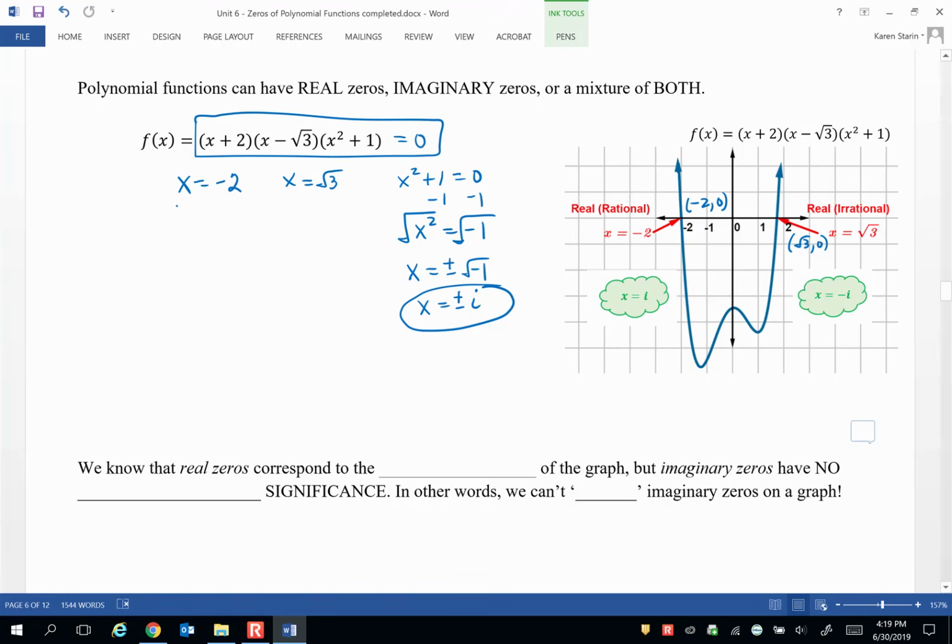So getting a little ahead of ourselves, we have 4 complex zeros here. So we know that real zeros correspond to the x-intercepts, but imaginary zeros have no graphical significance. In other words, we don't see them. We don't see imaginary zeros on a graph.